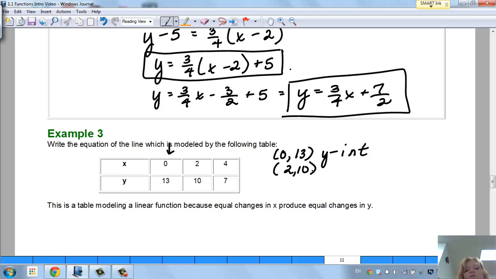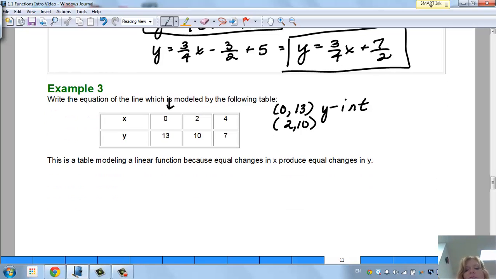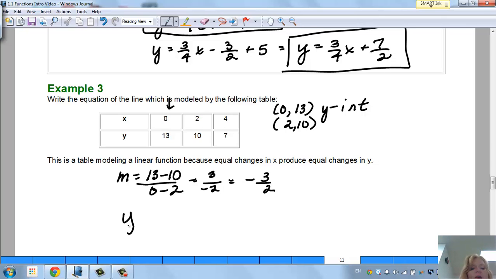Okay, so if I were to do the slope, I'd say, all right, we got some room here. So I do slope is 13 minus 10 all over 0 minus 2. So you have 3 over a negative 2, or negative 3 halves, okay? And then I have the y-intercept, so I can say, okay, y equals b plus mx.